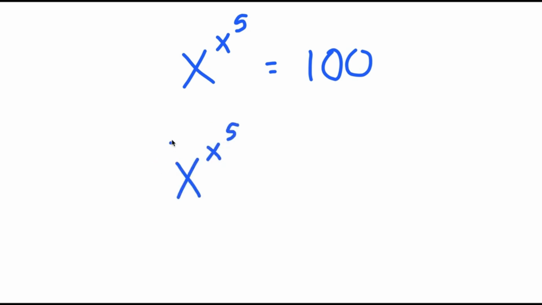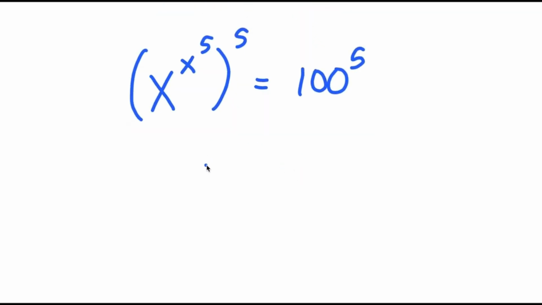Alright, so in this video, I'm going to solve the equation x to the power of x to the power of 5 is equal to 100. So to solve this, I'm going to start off by taking the power of 5 on both sides.